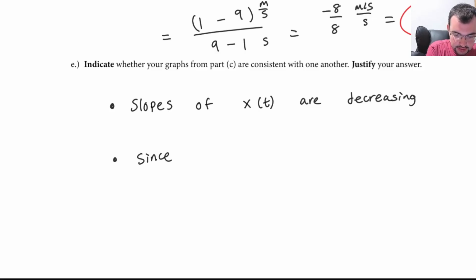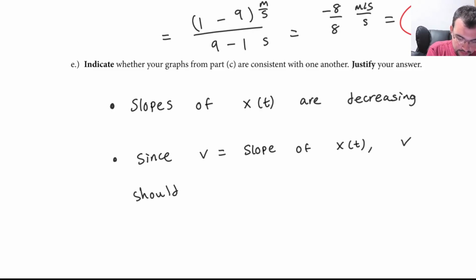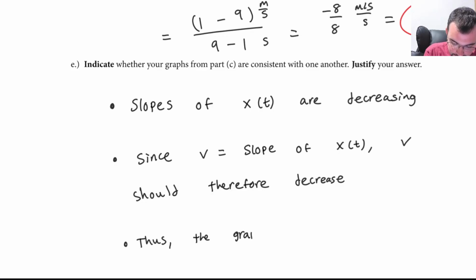So since v equals the slope of x of t, this must mean that v should therefore decrease. Thus, the graphs are consistent.